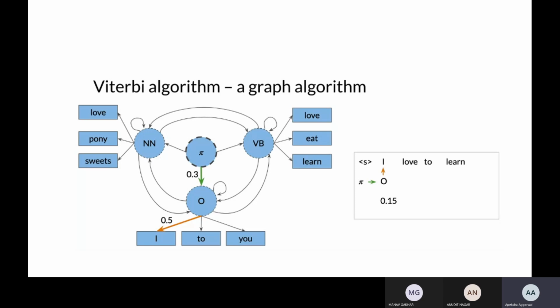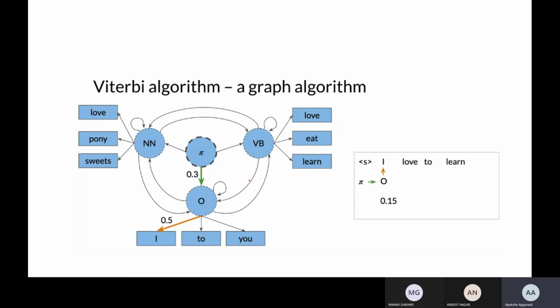Let's quickly see once again what we are doing here. We have a sentence, "I love to learn," and I want to know what the chances of occurrence of that sentence are in the corpus. So for that sentence I have created POS tags, and I have created the transition matrix and emission matrix using the probabilities.